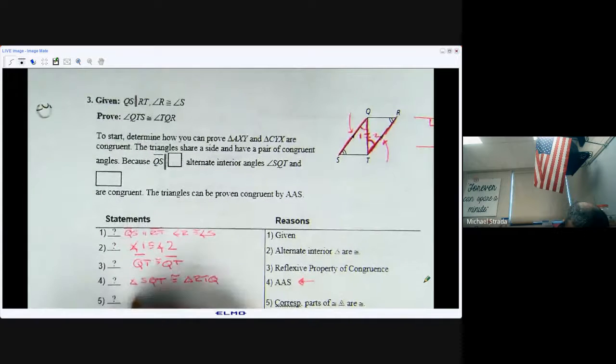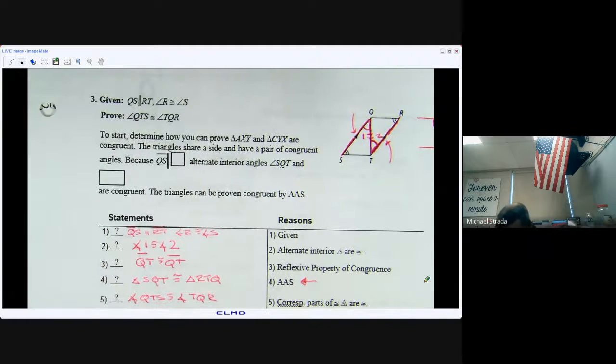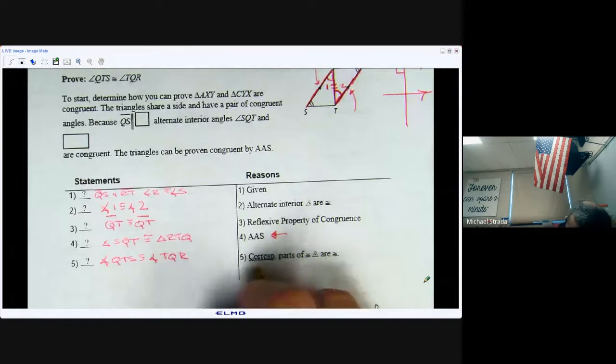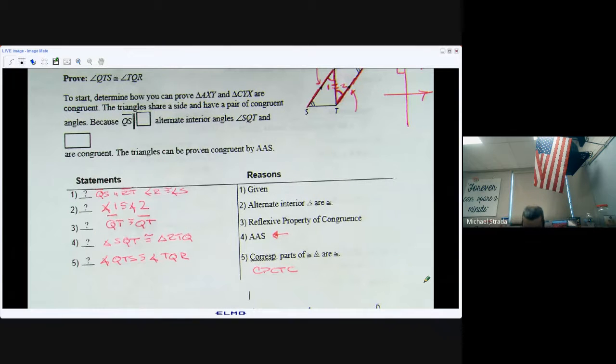And then what do they ask me to prove? That angle QTS is congruent to angle TQR by corresponding parts of congruent triangles are congruent. You are going to use CPCTC when you write that. Yes, ma'am. Or we just put anything in the box at the top? You could if you want. That's just walking you through the same thing. Up to you.